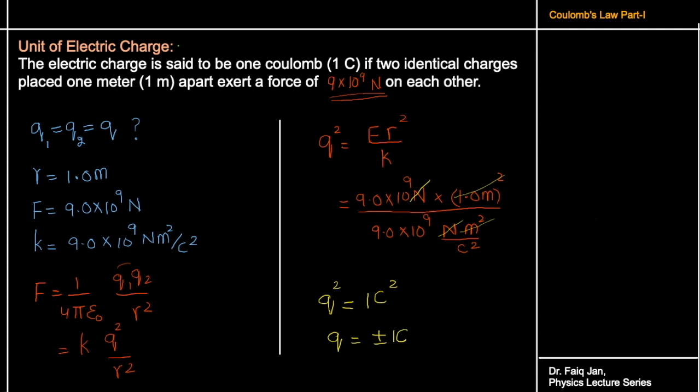So the charge is said to be 1 Coulomb if two identical charges exert this much force when they are 1 meter apart. So it is a huge amount of charge. We can also write the submultiple units of electric charge, that is microcoulomb is equal to 10 raised to power minus 6 Coulomb, millicoulomb that is 10 raised to power minus 3 Coulomb, and so on.